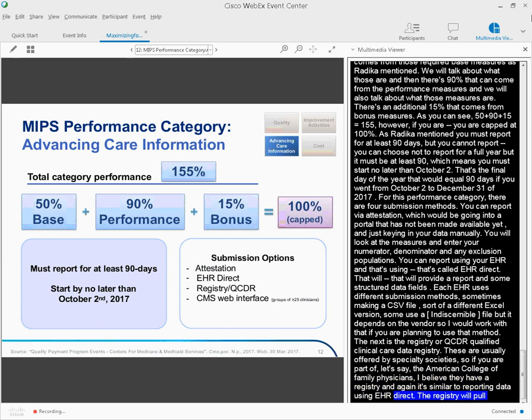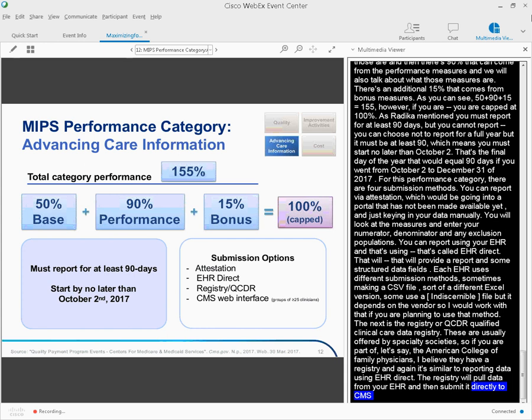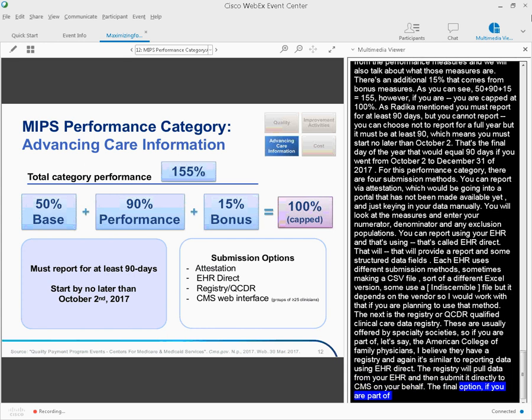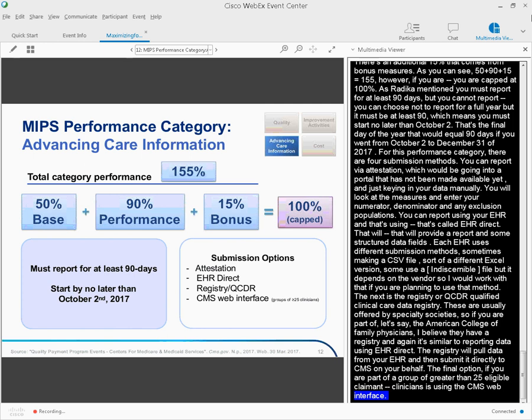The final option, if you are part of a group of greater than 25 eligible clinicians, is using the CMS web interface. That will function pretty much the same as a manual attestation, where you will go in and key in the numerator denominator values for each of the measures.